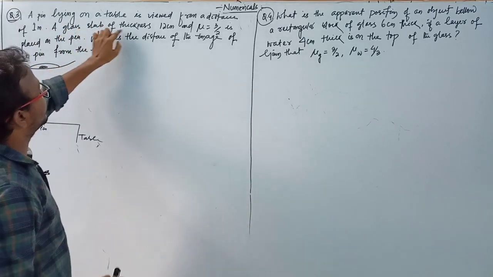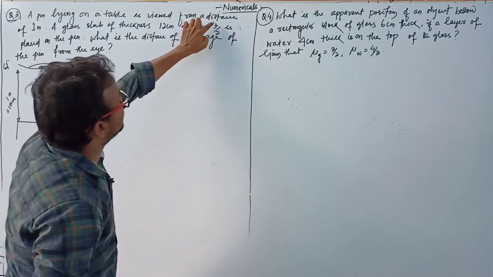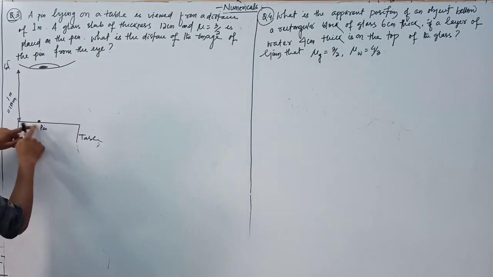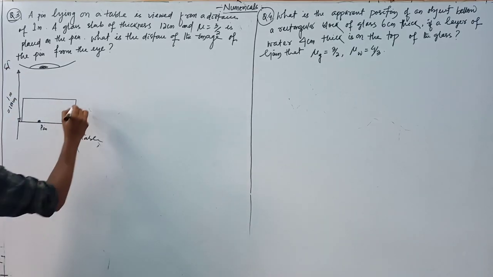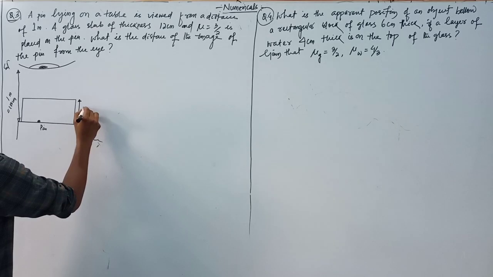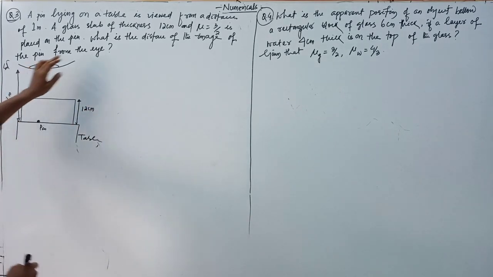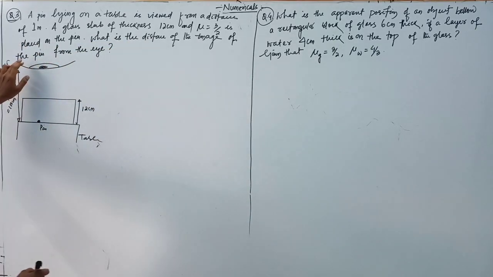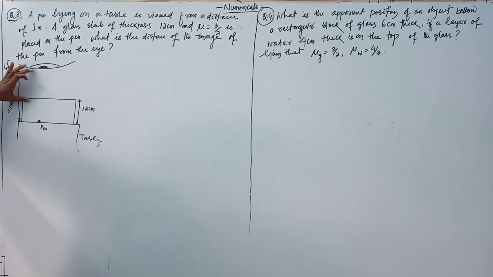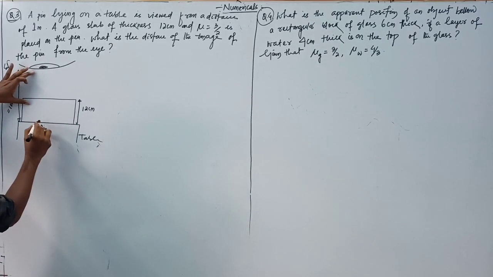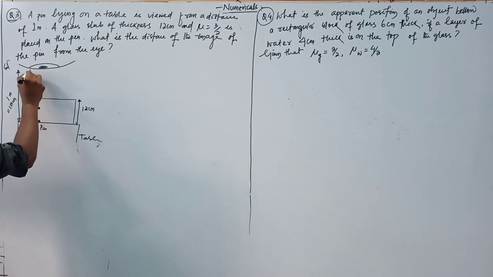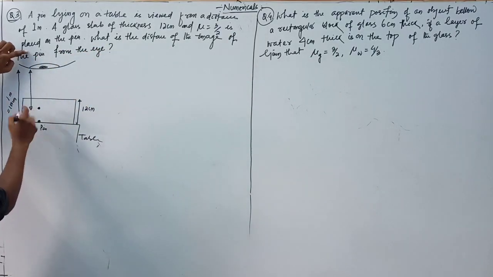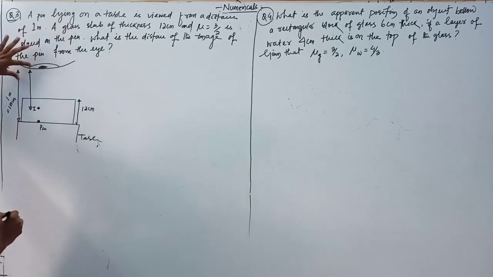Similarly, a glass slab of thickness 12 centimeter and refractive index 3 by 2 is placed on the pin. Now we have to place a glass slab here in this way. This is the glass slab which is placed on the pin, and its thickness is given as 12 centimeter. So the question is: what is the distance of the image of the pin from the eye? Suppose this object appears to meet at this point due to refraction, or apparent depth, then we have to find this distance, which is known as the distance of the image of the pin from the eye.